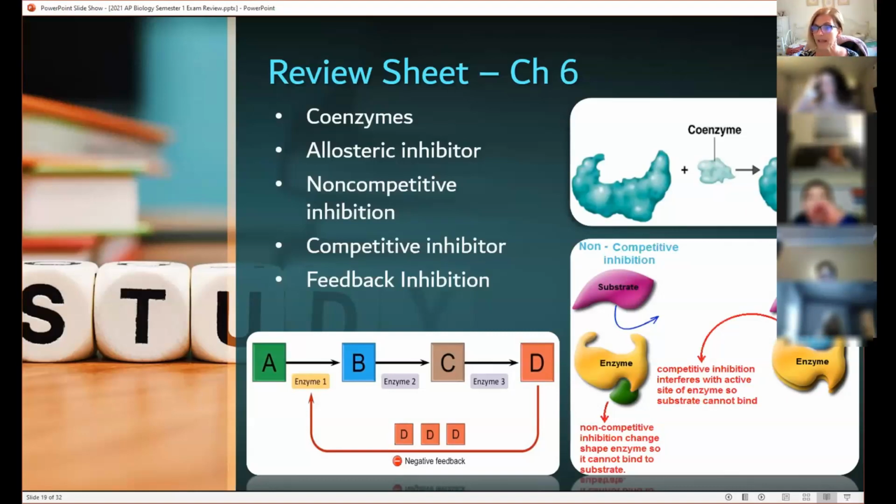Competitive inhibitors are when there's two molecules that look very close to the same. If you want molecule A to be broken down, but molecule B is sitting in the active site, that would be competitive inhibition. They can't work on A.